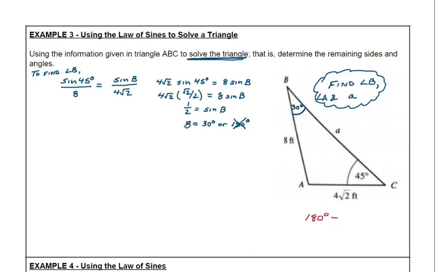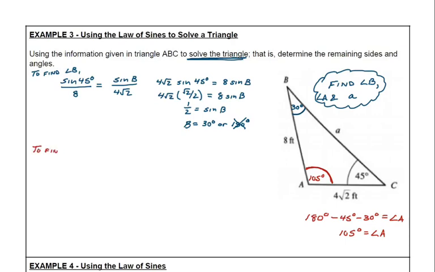Now, there's two ways to go about finding angle A. You could either set up a law of sines for it, but if I have three angles in a triangle, they add up to 180, so I'm just going to find the third angle by using that fact. So 180 minus 45 minus 30 means angle A is 105 degrees. So I found my angles. I have all three angles, and I need to find my third side. I needed to find angle A so that I can find side A using the law of sines.